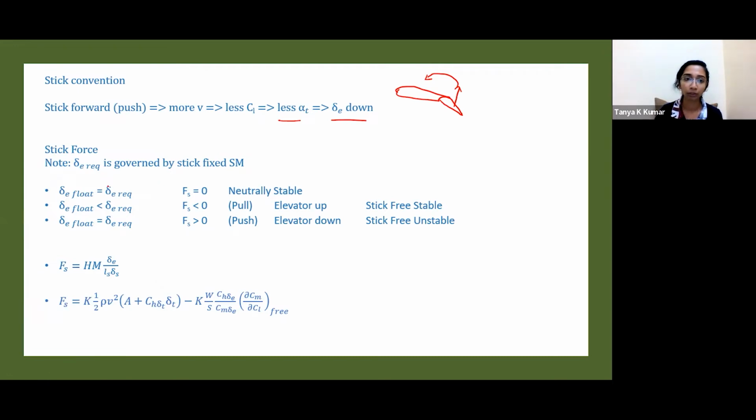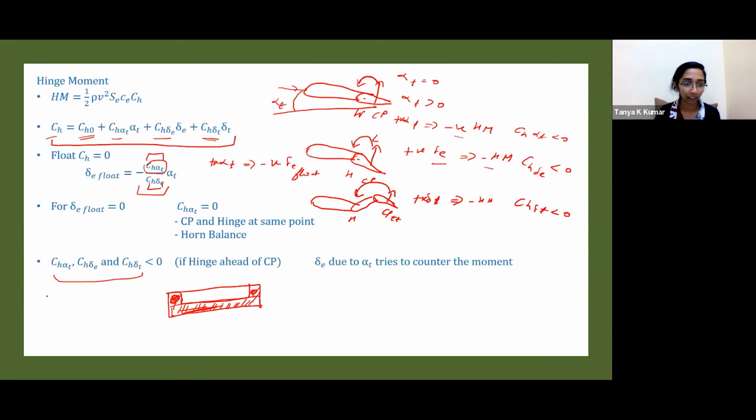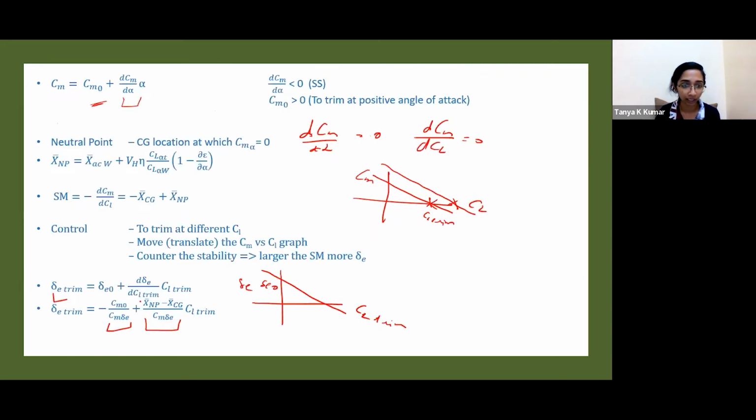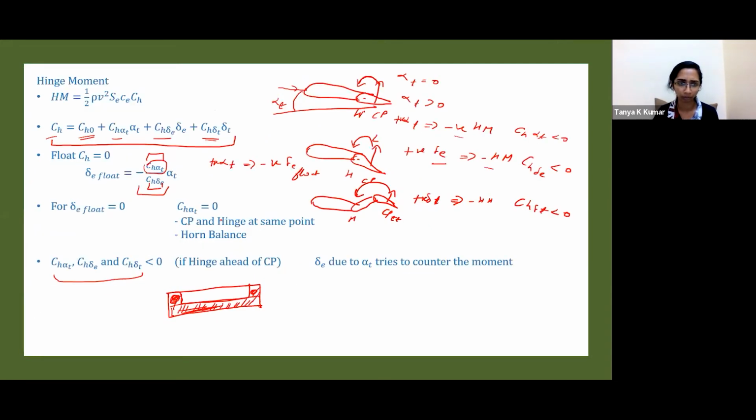Okay. Before we proceed into this, it is important to know that the delta E required is only governed by the stick fixed static margin. This delta E trim, delta E required, is governed only by the stick fixed static margin. Okay. So it is dCM upon dCL fixed. So delta E required is governed by the stick fixed static margin.